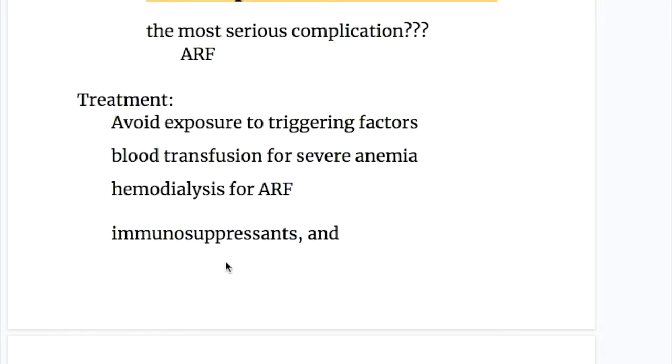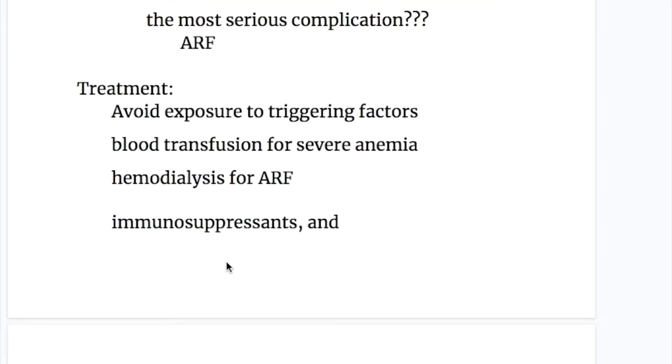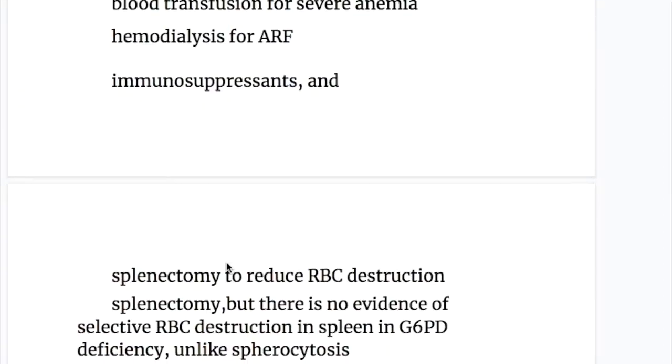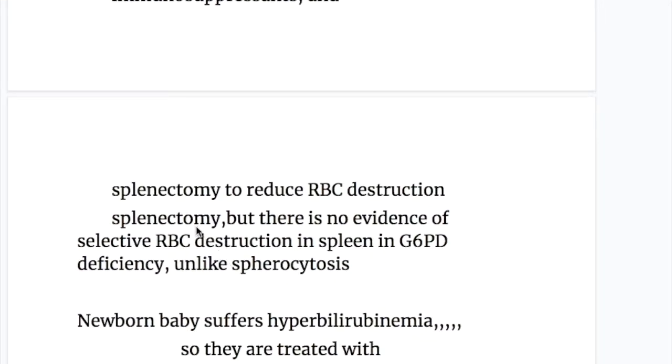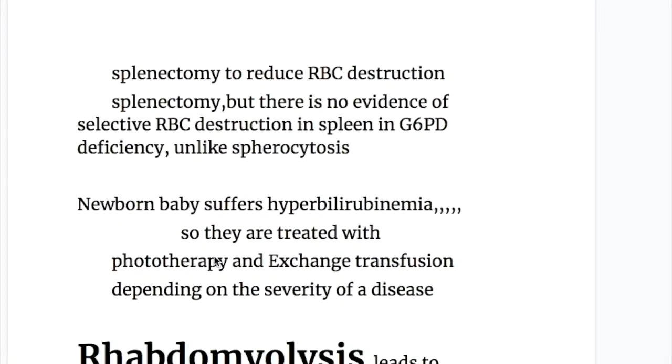The treatment of G6PD deficiency. Number 1, avoid exposure to triggering or precipitating factors, such as not eating fava beans in a G6PD deficient patient. Number 2, blood transfusion for severe anemia, hydration of the patient, hemodialysis for acute renal failure, immunosuppressants may also be given, and in severe cases splenectomy to reduce the RBC destruction.